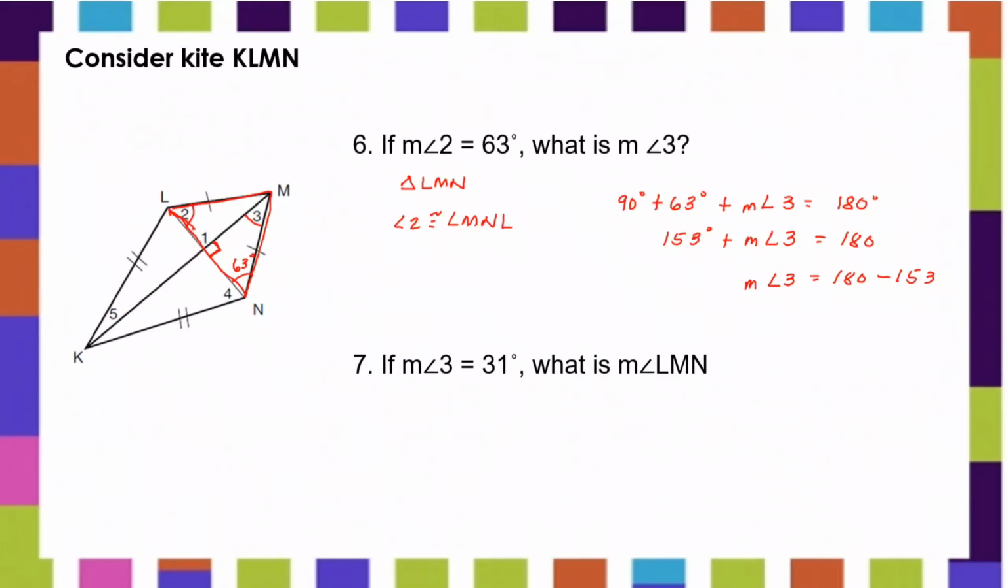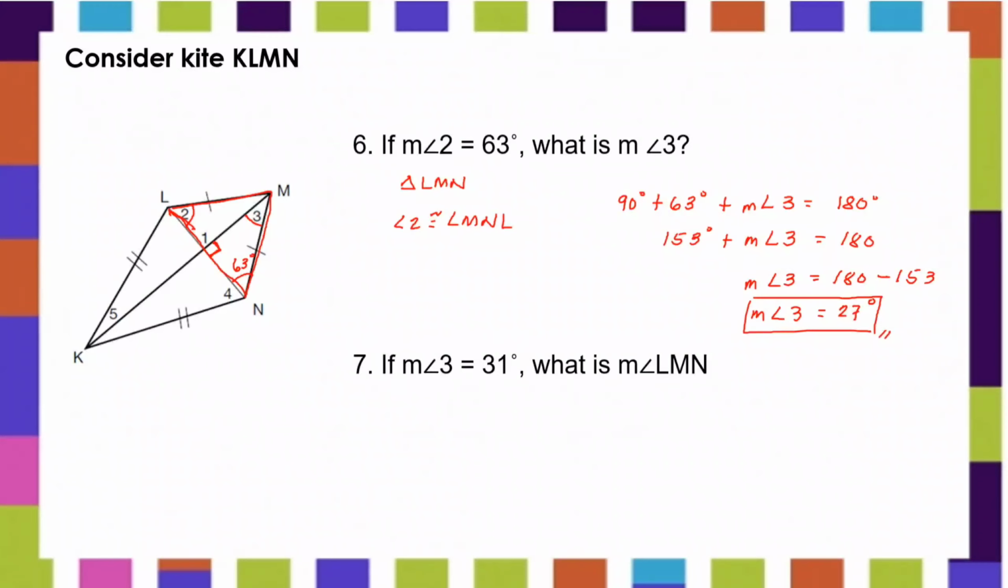Therefore, we can get that the measure of angle 3 is equal to, so we have 180 minus 153, so this will give you 27 degrees. This is now the measure of angle 3. Okay? So, yan ay kung ang angle 2 ay 63 degrees.